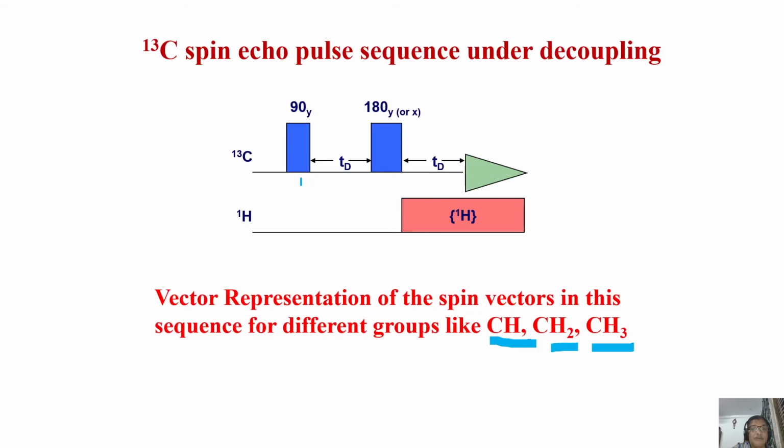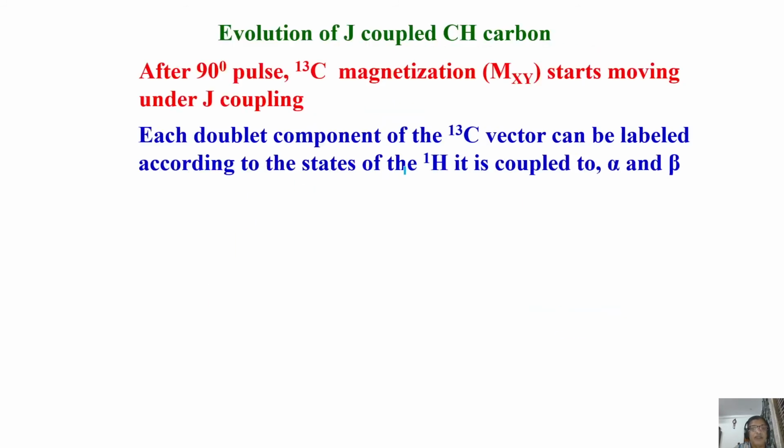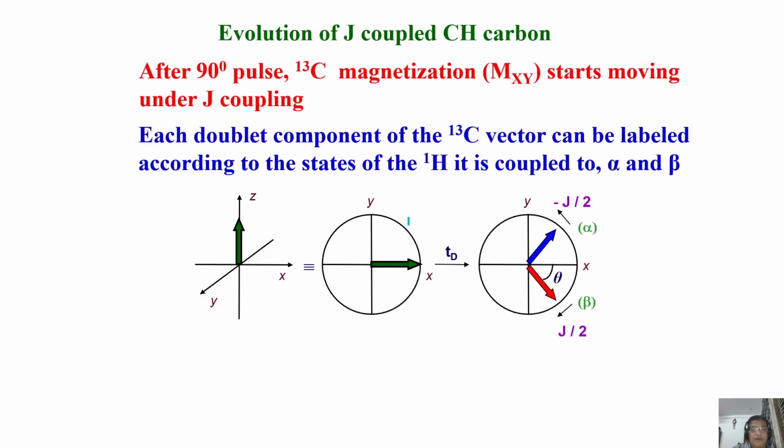Now at this stage, what happens for the CH vector? Now the magnetization is brought to one axis, X or minus Y, it doesn't matter. Now I'm just giving a drawing. It is brought to one of the axes, from the Z axis to the X axis, let us say by applying an appropriate 90 pulse. Allow it to evolve for a time TD.